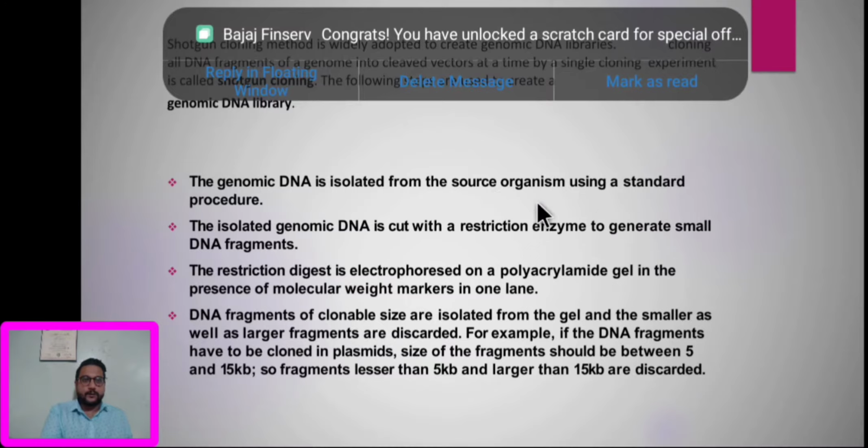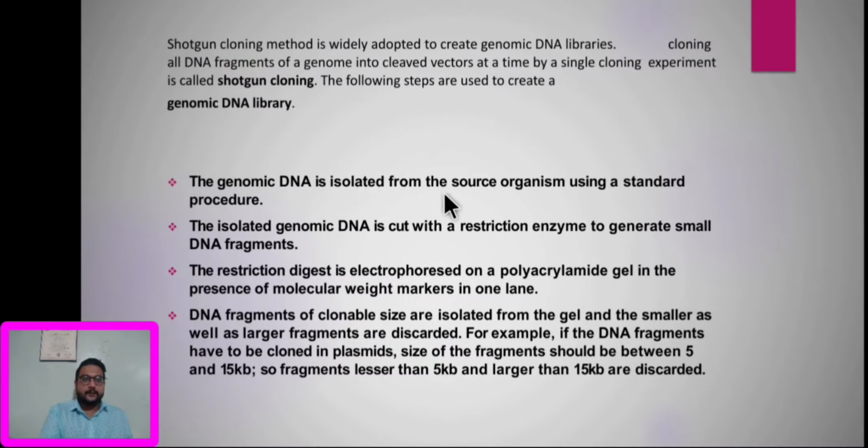It is isolated from the source organism using a standard procedure. The isolated genomic DNA is cut with a restriction enzyme to generate small DNA fragments. Then the restriction digest is subjected to electrophoresis.